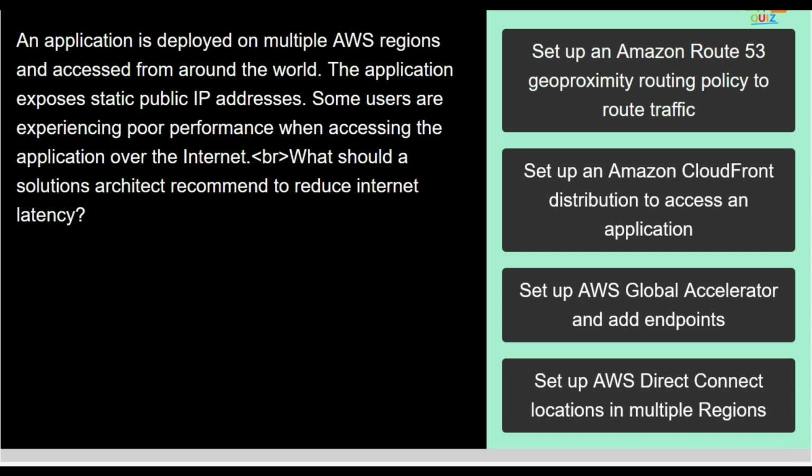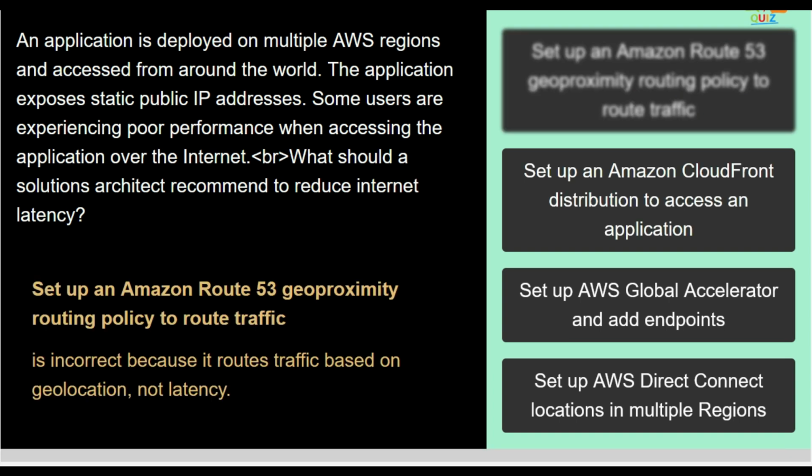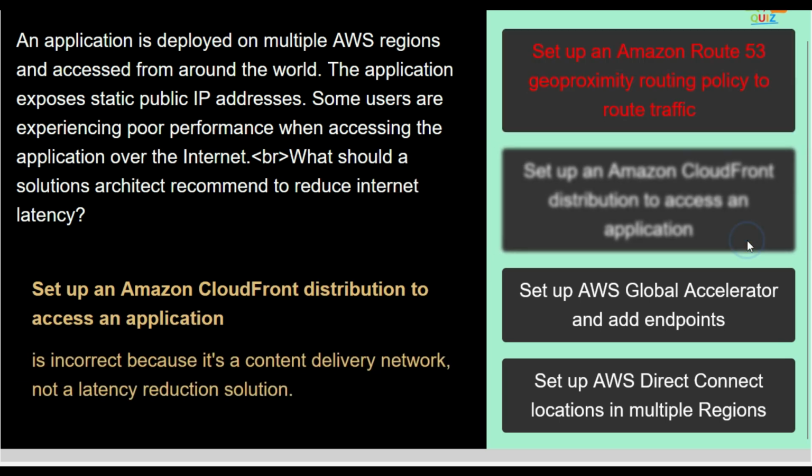Time up. Option 1, set up an Amazon Route 53 proximity routing policy to route traffic, is incorrect because it routes traffic based on geolocation, not latency. Option 2, set up an Amazon CloudFront distribution to access an application, is incorrect because it's a content delivery network, not a latency reduction solution. Okay, so this is also incorrect.